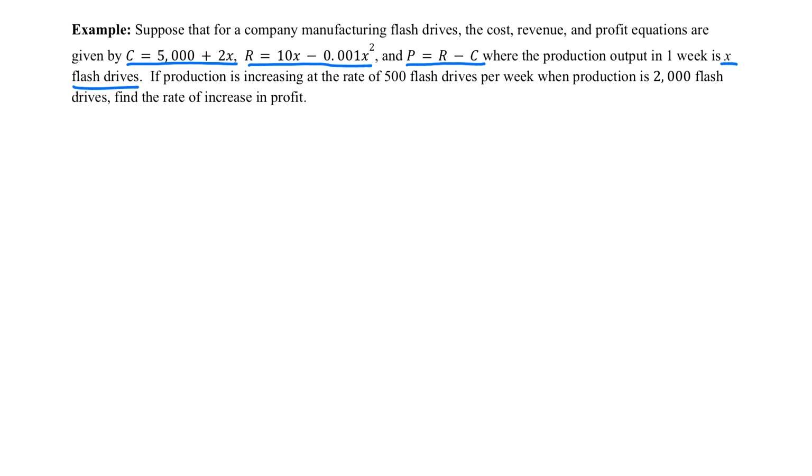So in this case, the problem's already telling me x represents the number of flash drives. If production is increasing at a rate of 500 flash drives per week, when production is currently 2,000 flash drives, I want to find the rate of increase in profit.